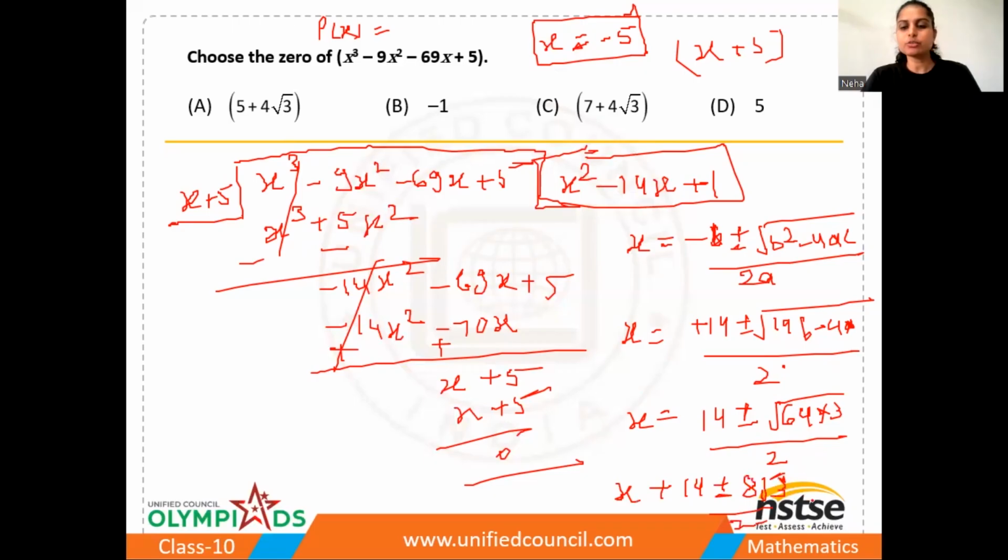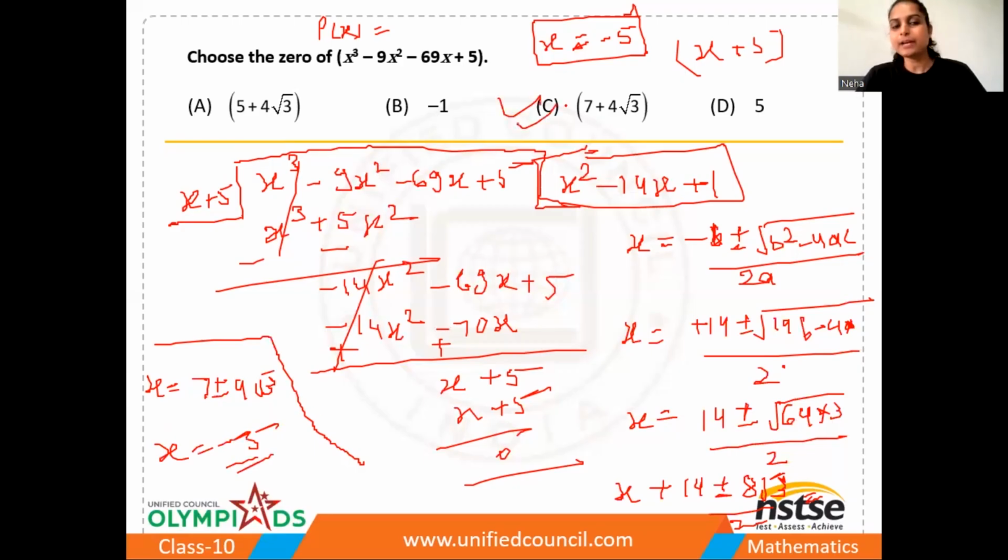Okay, so this I can solve further. I'm writing the final result here, because here I don't have any space. So now I have the two roots with me, which are 7 plus minus 4 root 3. That means the first root is 7 plus 4 root 3, and the second one is 7 minus 4 root 3, right? So now I have all the zeros: the first two are these, and the third one is x equals minus 5. So only option C I can match with my factors.